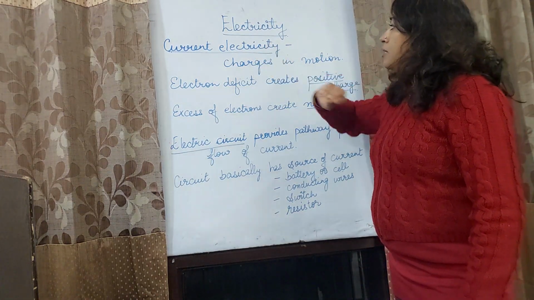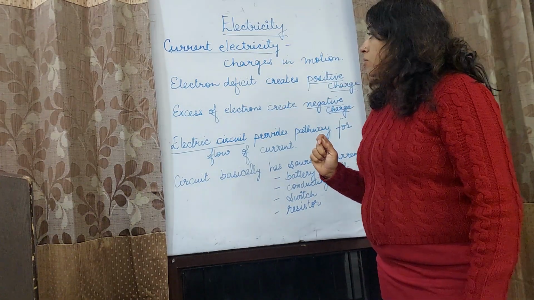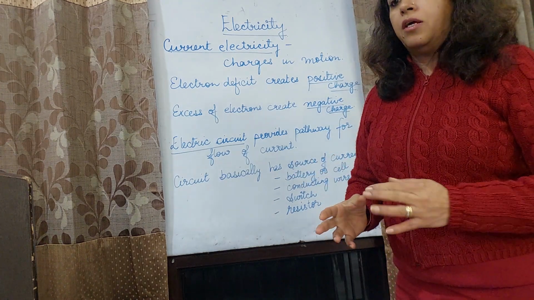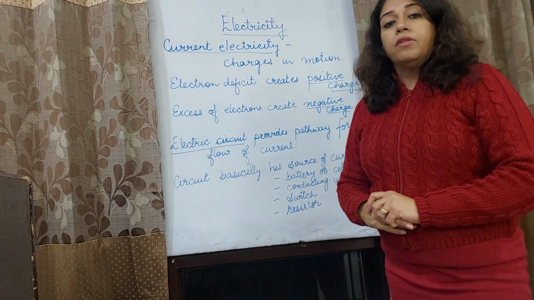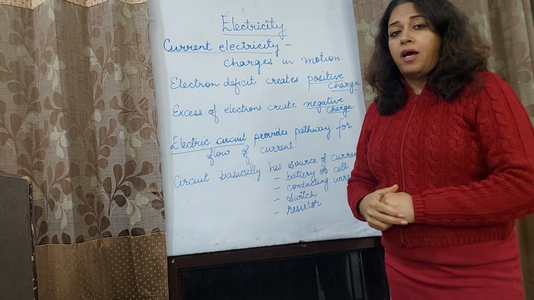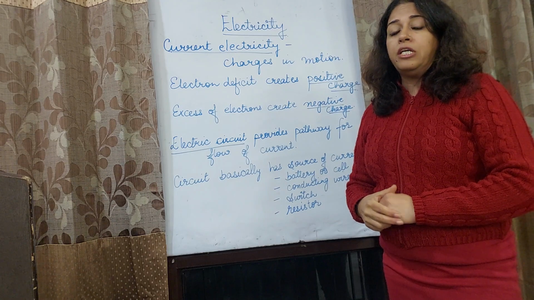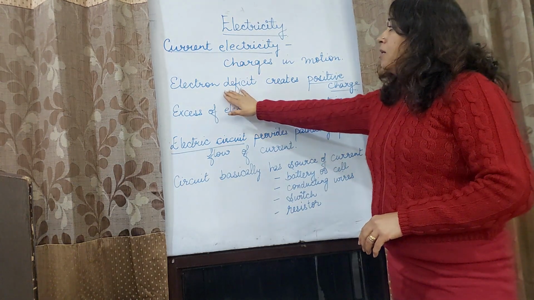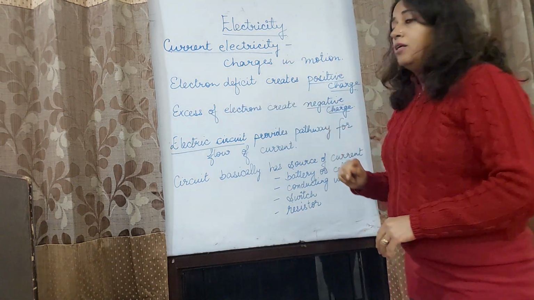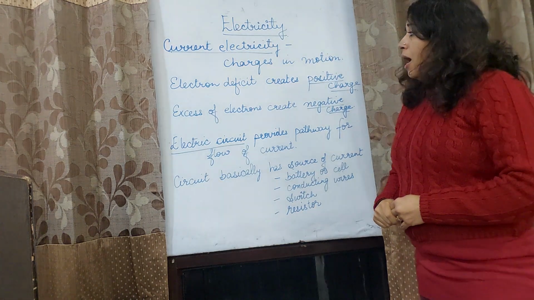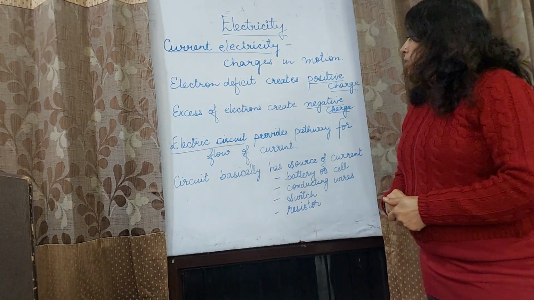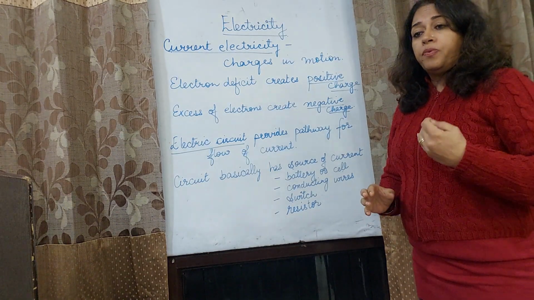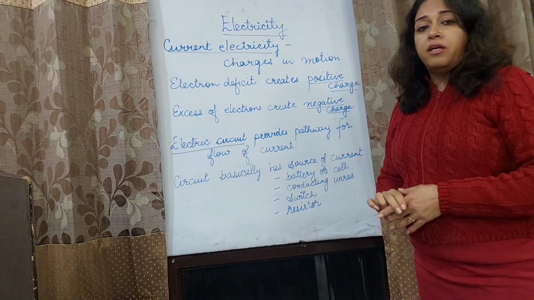Current electricity basically refers to charges in motion, and charges are created when any object has an imbalance of electrons and protons. As long as electrons and protons in a body are equal, there is no charge. So whenever there is an electron deficit, a positive charge is created, and an excess of electrons in a body creates negative charge, and the current will flow when the electrons or charges are in motion.